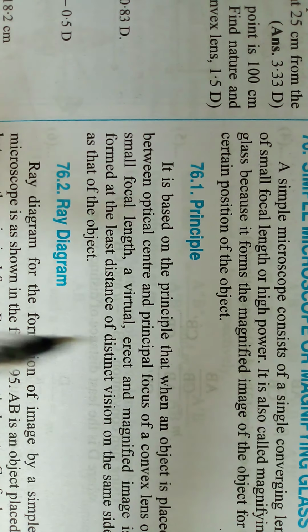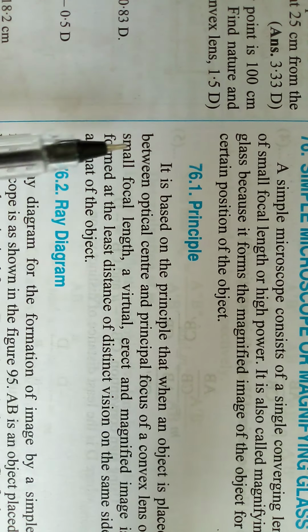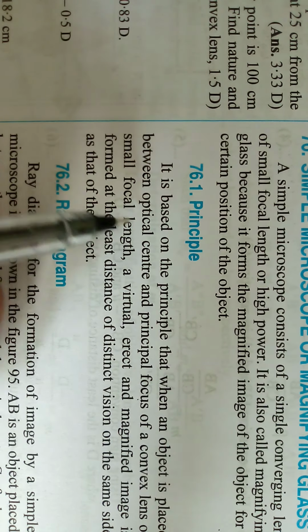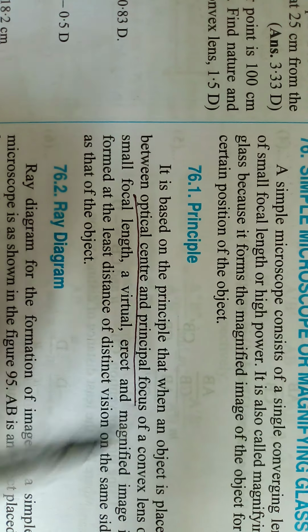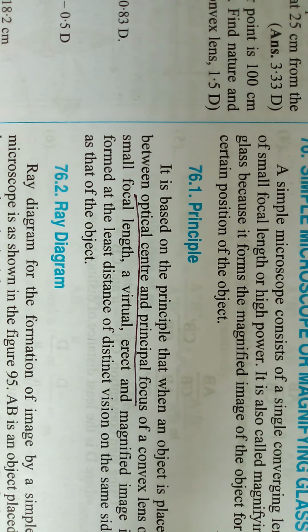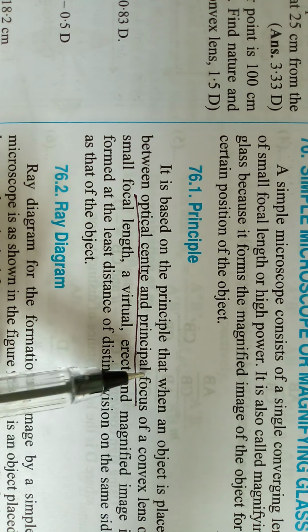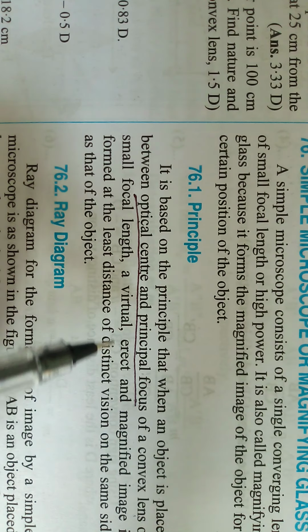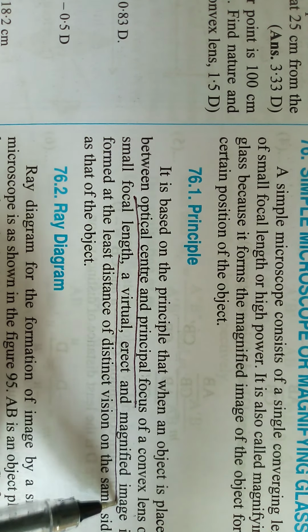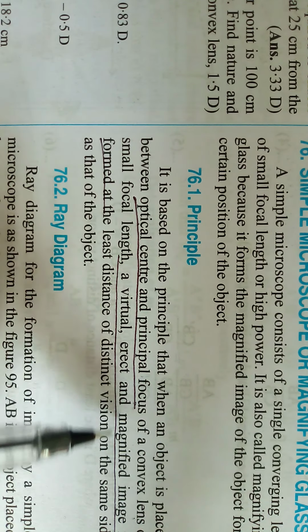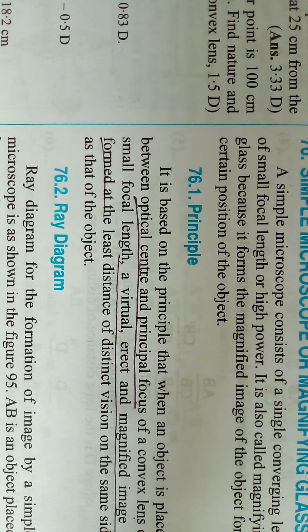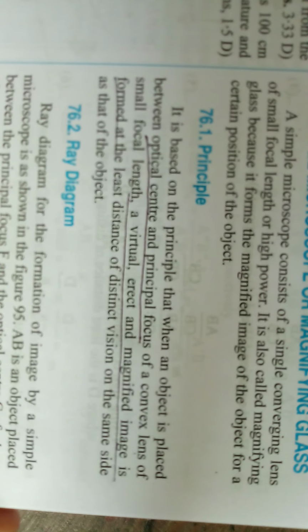So students, now the principle. It is based on the principle that when an object is placed between the optical center and principal focus. Yes, for MCQ, this question is for MCQ. When the object is placed between the optical center and principal focus of a convex lens of small focal length, which type of image is formed? A virtual, erect and magnified image is formed. This question is also in the form of an MCQ. The examiner may put this question in your final exam.